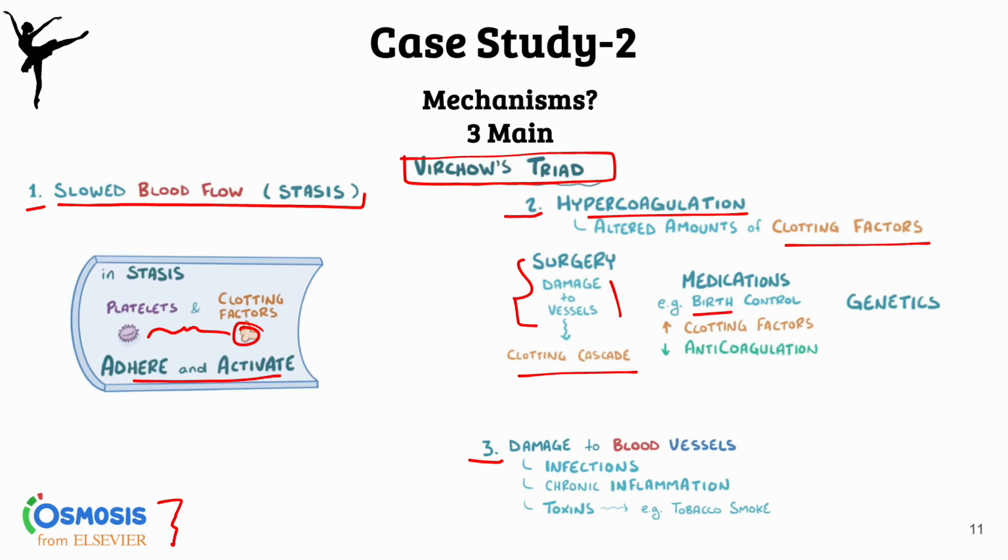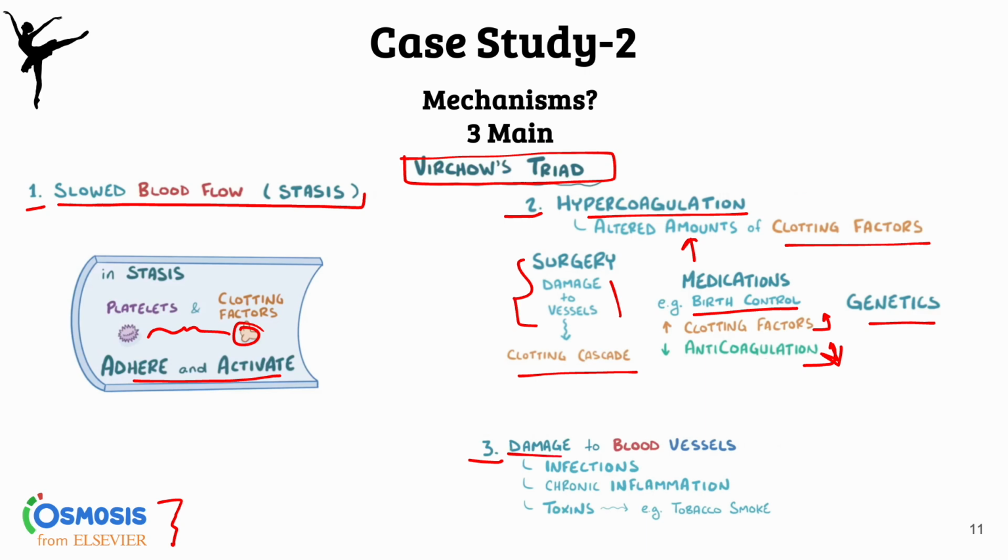Individual Fiona on birth control pills, that actually increases the clotting factors, and then the anticoagulants basically start to go down. That would be another reason for the development of pulmonary emboli. Genetics is another factor. Some individuals do have increased clotting factors, and that could cause the hypercoagulative state.